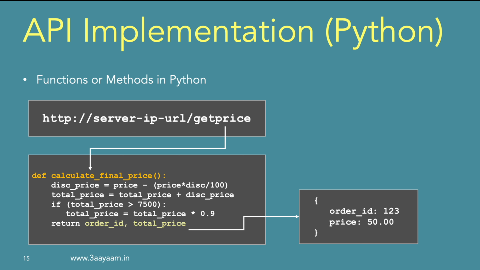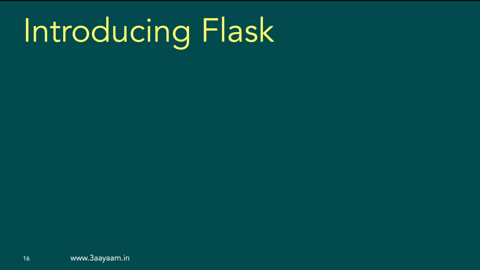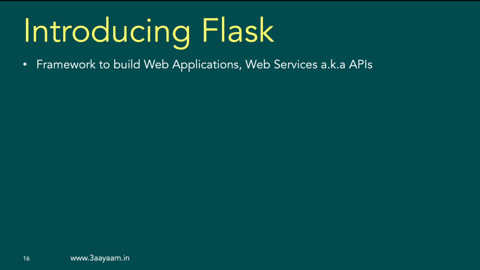There can be one confusion in this particular slide: how the get price API, or the entire endpoint URL, is tied or mapped to this particular function. Actually, I have not shown you that yet, and that's where I introduce you to Flask. So what is Flask? It's a framework to build web applications and web services, also known as APIs. You already know what web applications and web services are. Flask is used to build both.